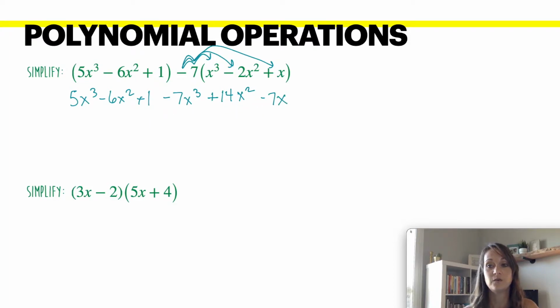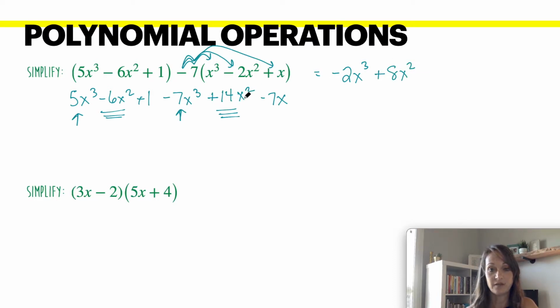Now you're looking for any of the terms that you can combine. I have a -6x squared and a positive 14x squared. I also have a 5x cubed and a -7x cubed. So I'm going to go ahead and combine the highest first. 5x cubed and -7x cubed will give me a -2x cubed. And then a -6 and a positive 14 would give me a positive 8x squared.